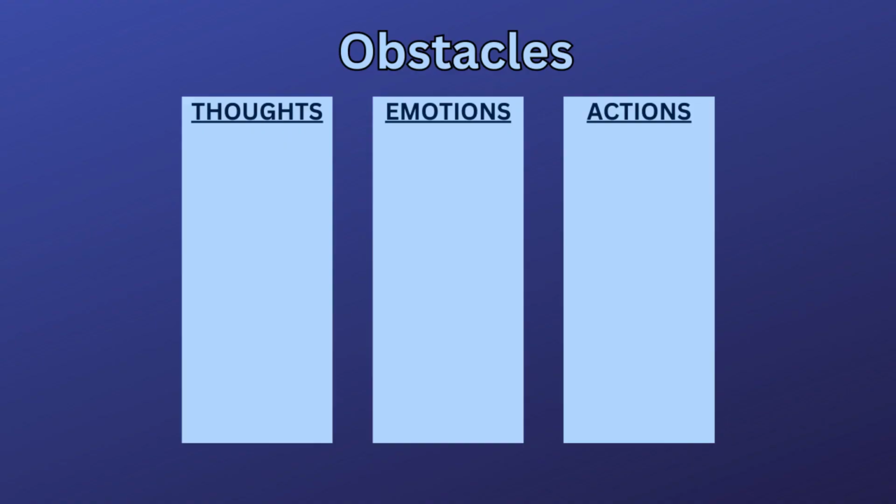And I'd like you to set up 3 columns. One column would be thoughts, the next emotions, and finally your actions. Take a look at the things that are getting in your way of accomplishing your dream right now and write down which categories those fall into.